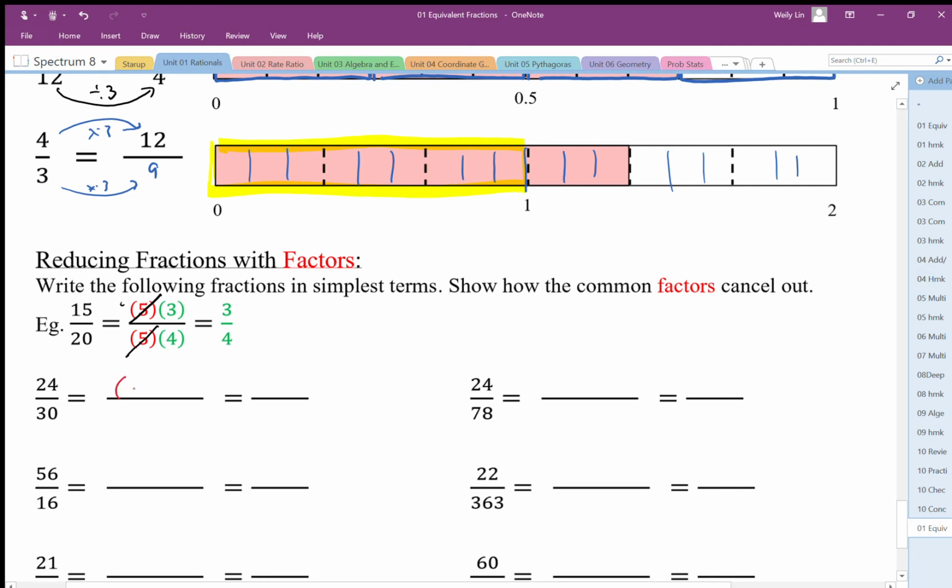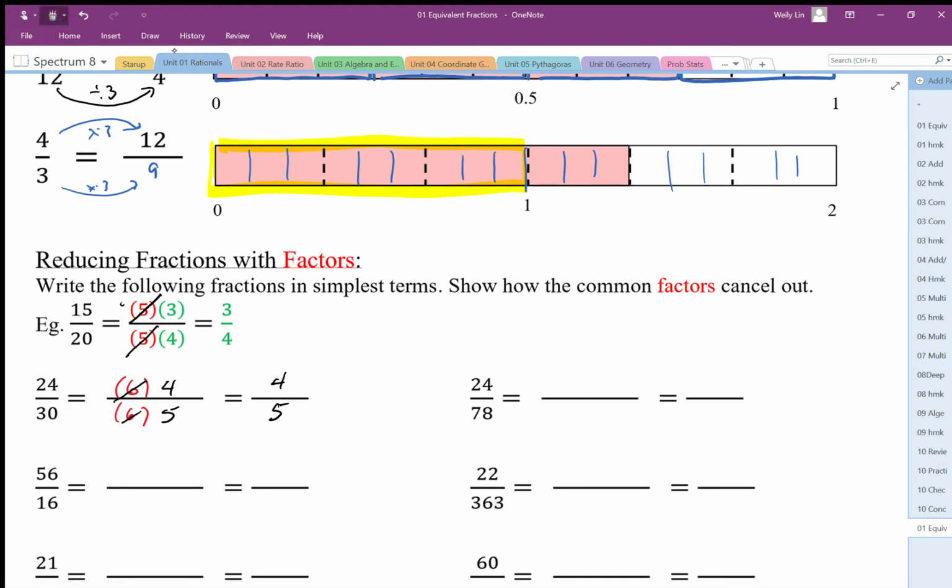So here I recognize my common factor is going to be 6. So I end up with 6 times 4 on top, 6 times 5 on bottom. That's going to simplify to 4 over 5. And again, it's really important to show that. This is an idea that you need to show those red factors there.